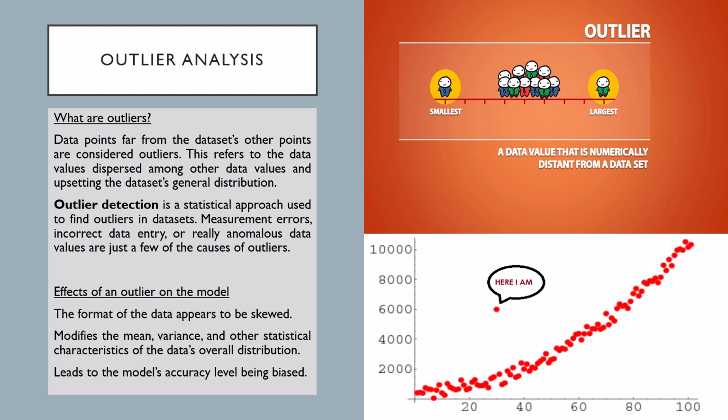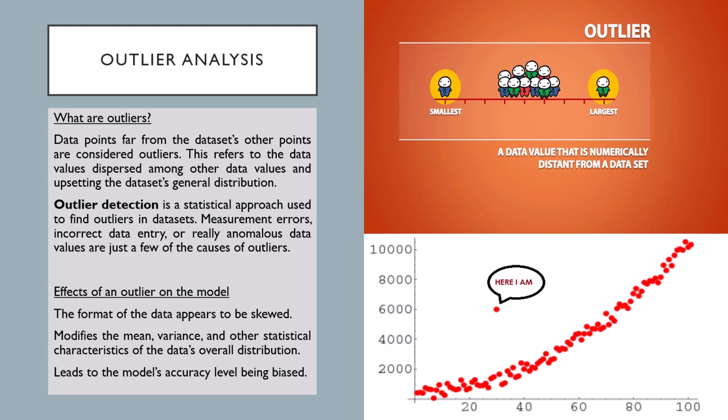So these are some of the effects of outliers on the model. The format of the data appears to be skewed. If you have outliers, your data will always be skewed either to the right or to the left, which is called either positive skewness or negative skewness respectively.